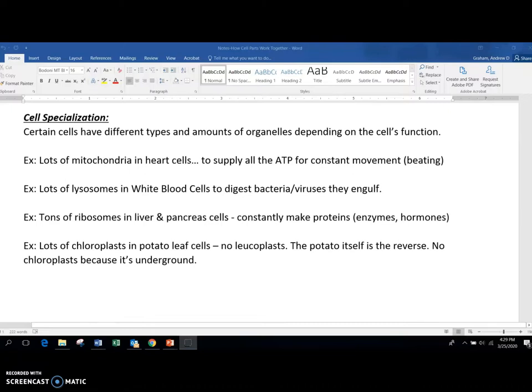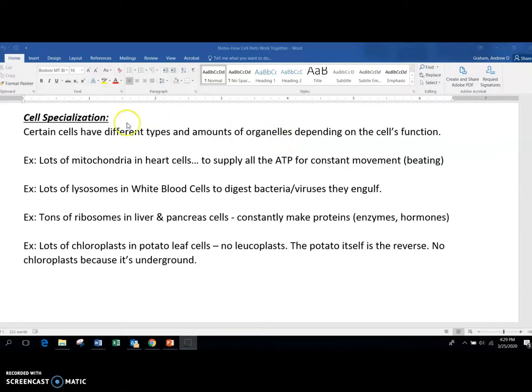So remember the difference. A generalized cell does generally everything that a cell needs within a single cell. So that's going to be things like protists or bacteria or single-celled organisms, because they have only one cell. They have to be able to do everything. Otherwise, multicellular organisms like us all have specialized cells. And those cells have different types of organelles per cell, and even more different amounts of certain organelles depending on whatever the function of that cell is.